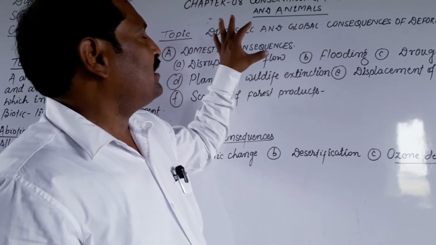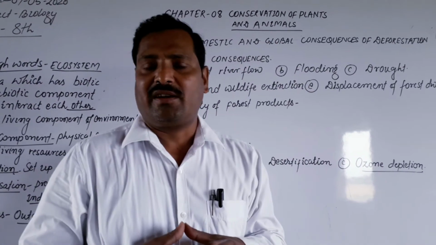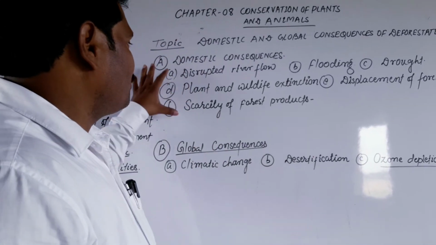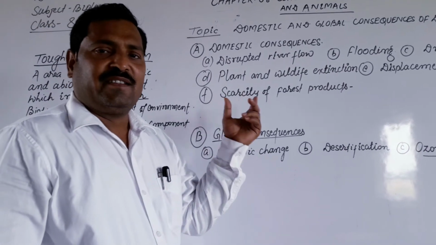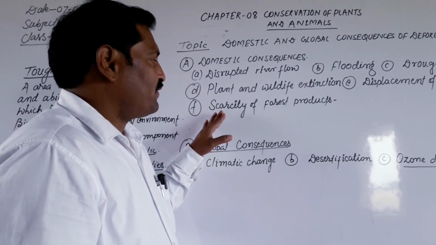So these are the topics in the chapter on conservation of plants and animals, chapter number 7, dear students. You know very well, these are most important, and they will be discussed one by one in the next video, dear students, and you will find it very advantageous after reading it.